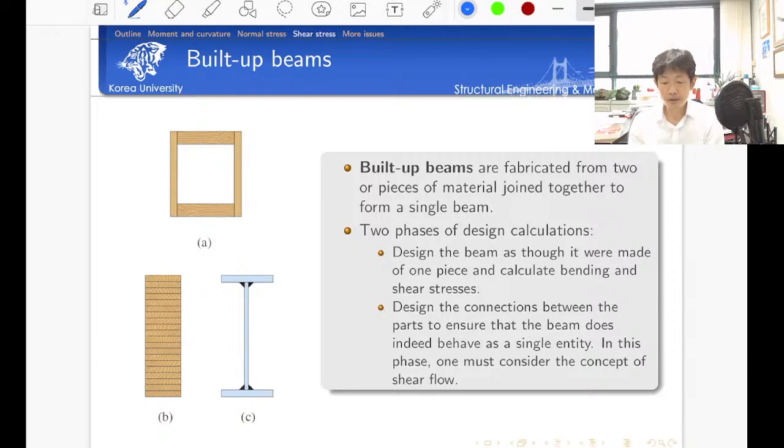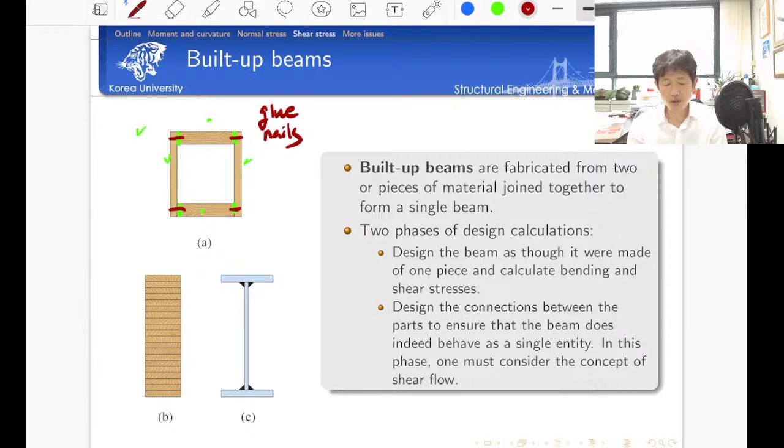So in the first example, we have a rectangular section made from four different wooden plates here, and here, and here. To form the whole section together, we need to connect them to each other, here, and here, and here. How? First we may use a glue, or we can use a nail, or a screw nail, isn't it?